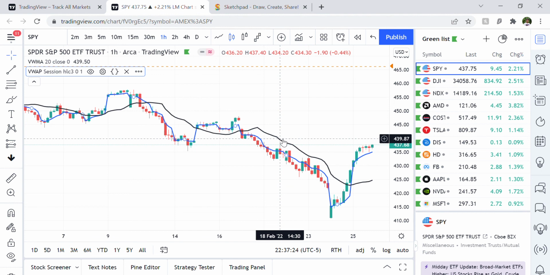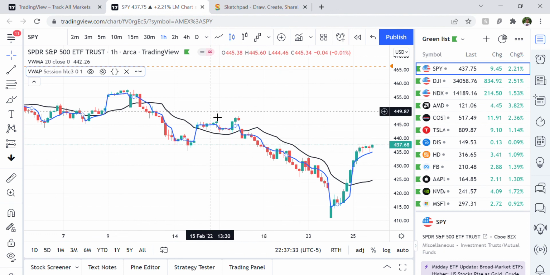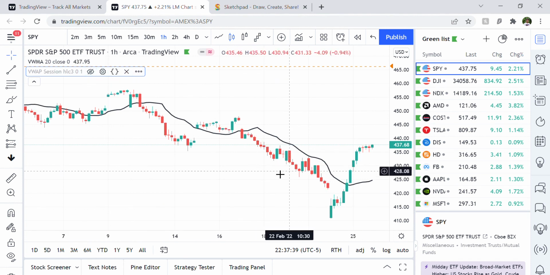So VWMA is a smoother indicator, and it helps you predict your trade better than VWAP. That's my analysis. Again, I'm not challenging anyone. Okay. So yeah, I will just hide VWAP. I will leave the VWMA indicator on my chart.